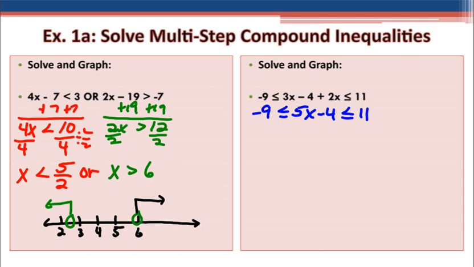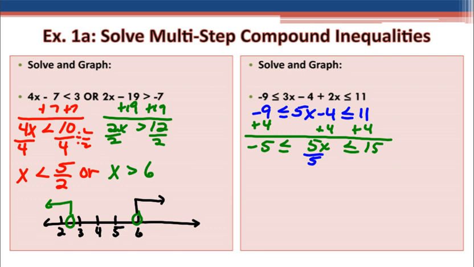From this point, I need to get the 5x by itself. So I'm going to add 4 to the inside and to the outsides, and I have -5 is less than or equal to 5x, which is less than or equal to 15. And then to get x completely by itself, I divide by 5 on the inside and the outside. And I'm left with -1 is less than or equal to x, which is less than or equal to 3.